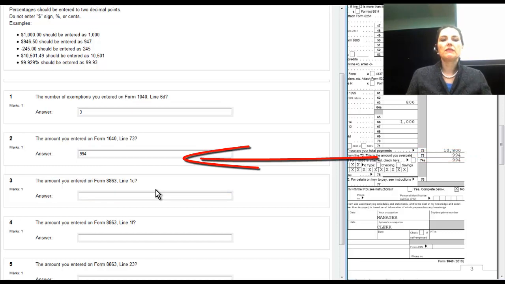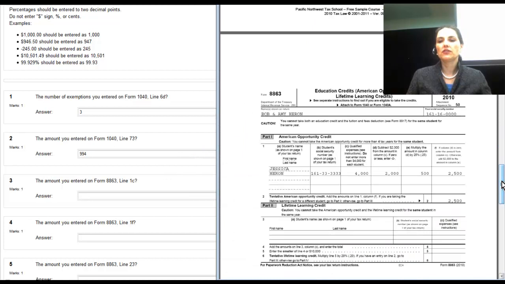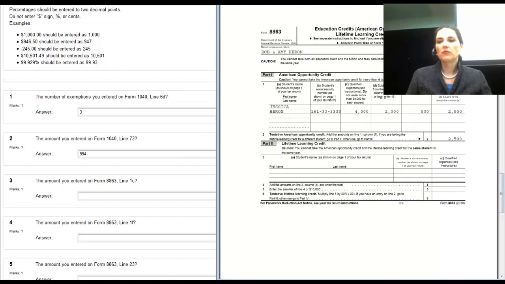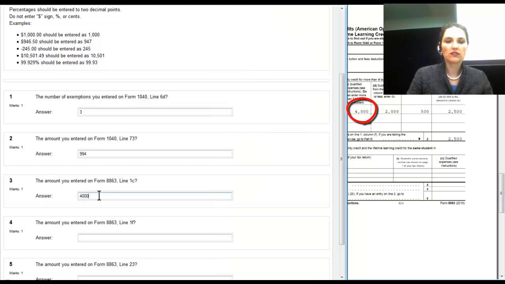Next it asks me, what is the amount that you entered on Form 8863, line 1C? I scroll over to 8863. Where's line 1C? Here it is, $4,000. So I enter $4,000. Next it says, what is the amount that you entered on Form 8863, line 1F?